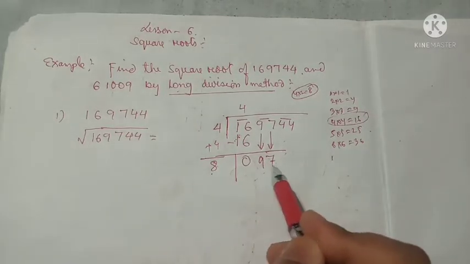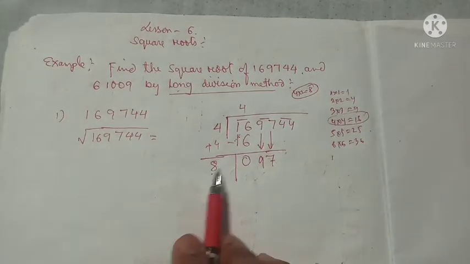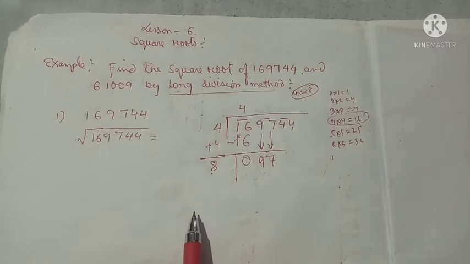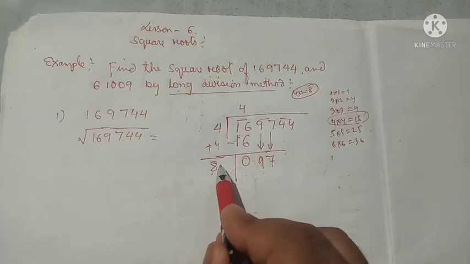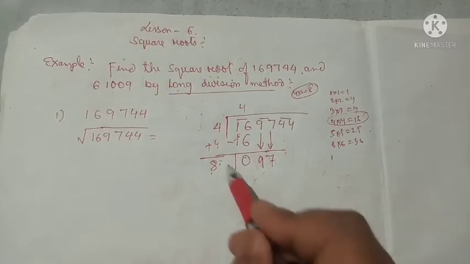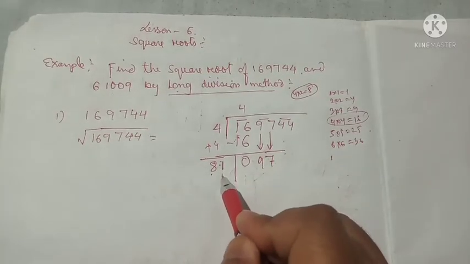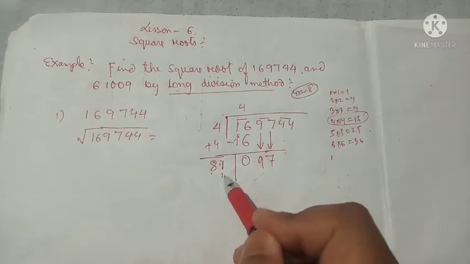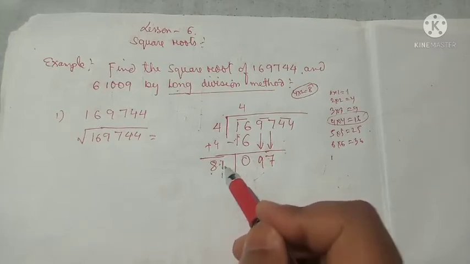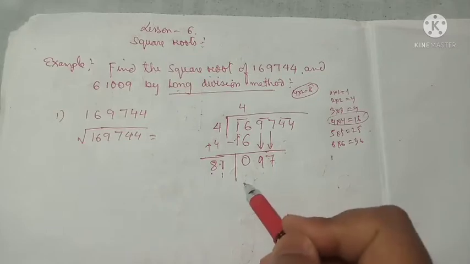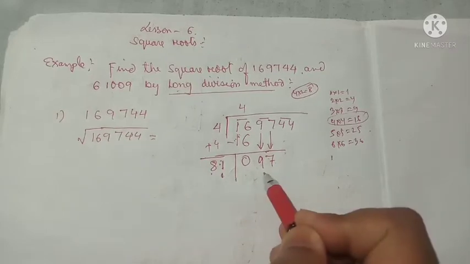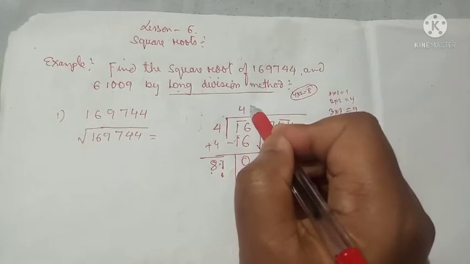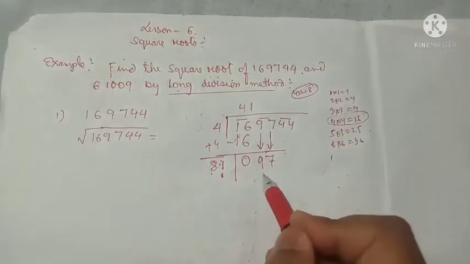So to get 97, we are going to find the correct digit for the divisor. If you put 1 here, 81 into 1 gives 81. If you multiply by 2, then 82 into 2 is greater than 97. So 1 is the nearest for this 97. So we are going to multiply by 1, and here comes 81.